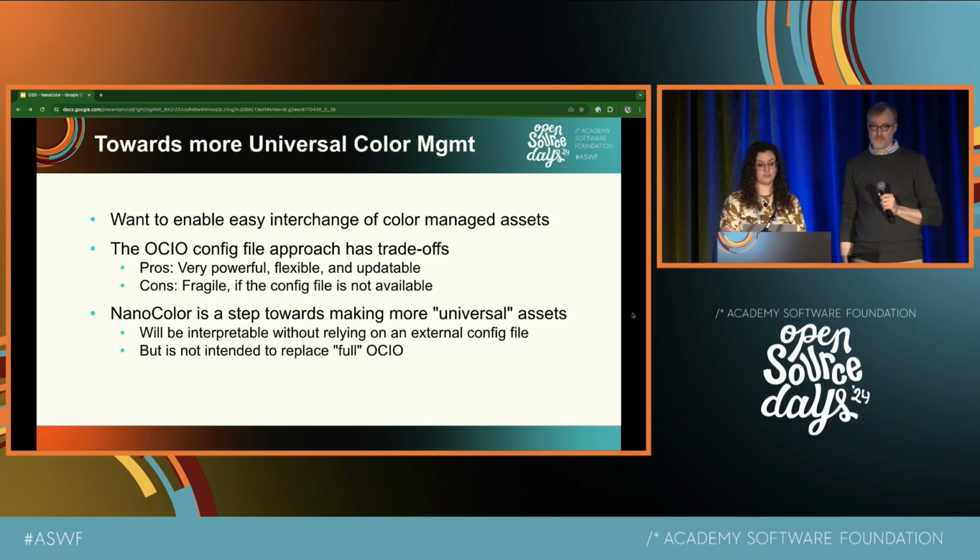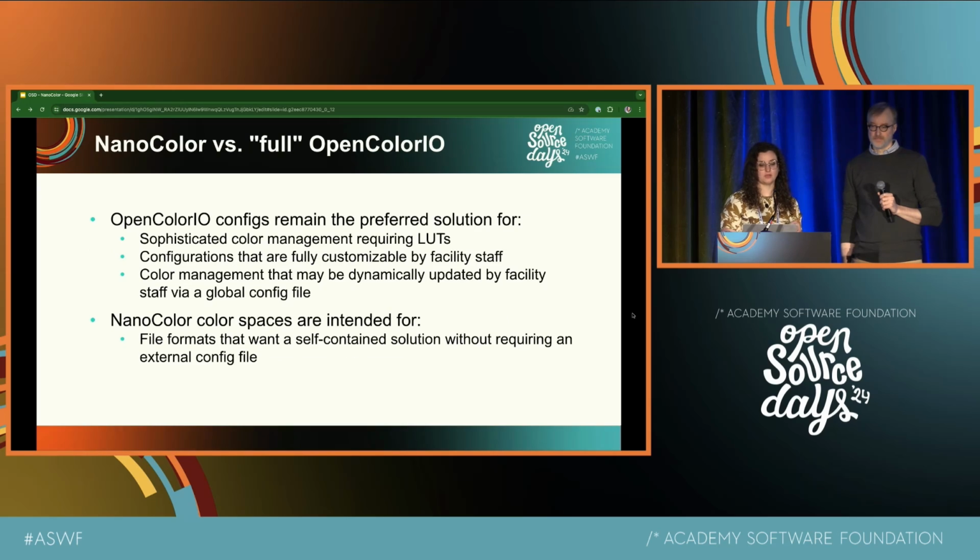NanoColor is a step towards making more universal assets for a very specific use case and will be interpretable without relying on an external config file. It's not intended to replace full OCIO. It's meant to fit in areas in your workflow where you have limitations like Nick or Jonathan discussed.